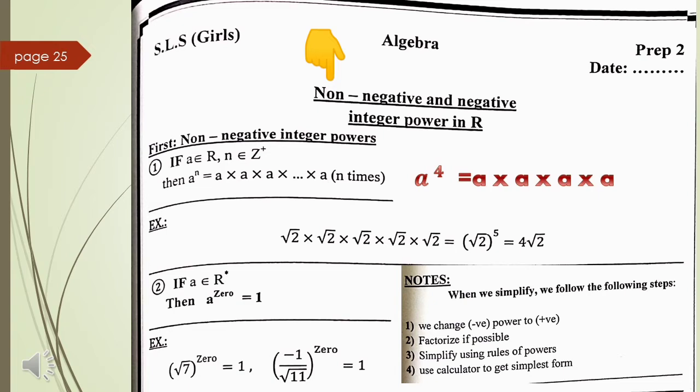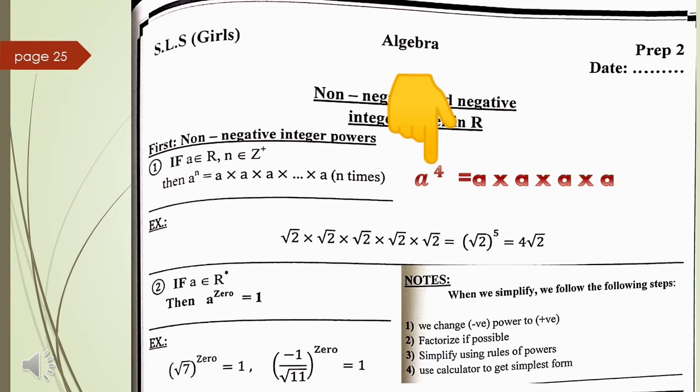Okay, as we said, our lesson is called non-negative and negative integer powers in R. What's the meaning of non-negative? Non-negative means positive, but not just positive, it also means zero, because 0 is neither positive nor negative. So when I say non-negative, I also talk about 0. Integers, so that means the power could be a positive integer or 0, like what you have here in example number 1.